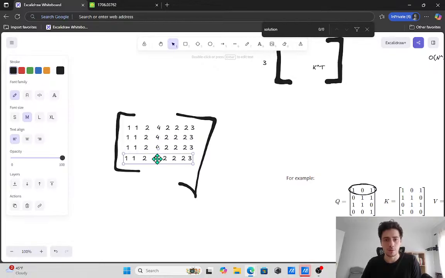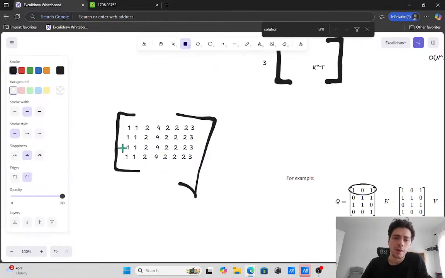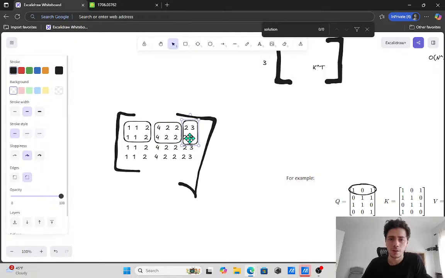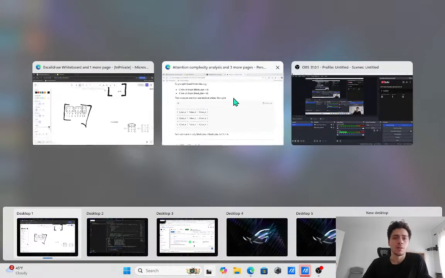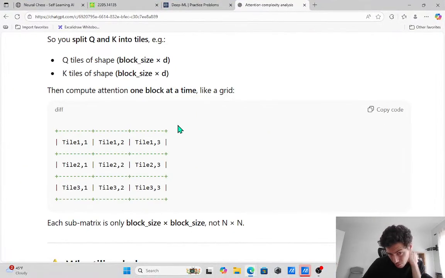This, we'll call this Q. And then I guess my understanding of tiling right now is we break this into smaller tiles, something like this. But let's see if it's actually correct. Compute the attention of one block at a time, like a grid.